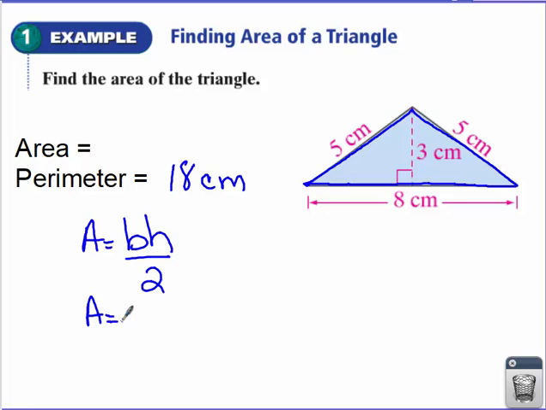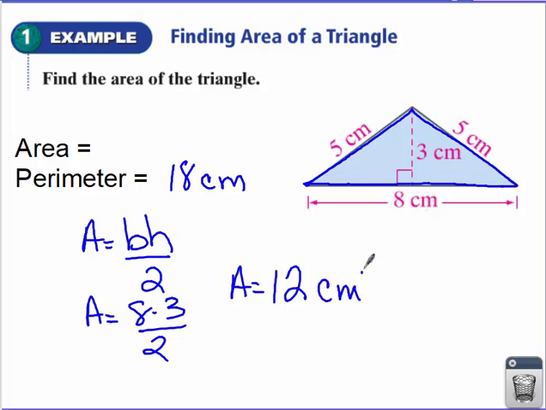Okay, so I go find my base and my height, and again, the base and the height are touched by a right angle. So my base is 8, my height is 3, and I'm going to divide that by 2. So the area of my triangle then is 8 times 3 is 24, divided by 2 is 12, and in this case, centimeters squared. So 12 centimeters squared.